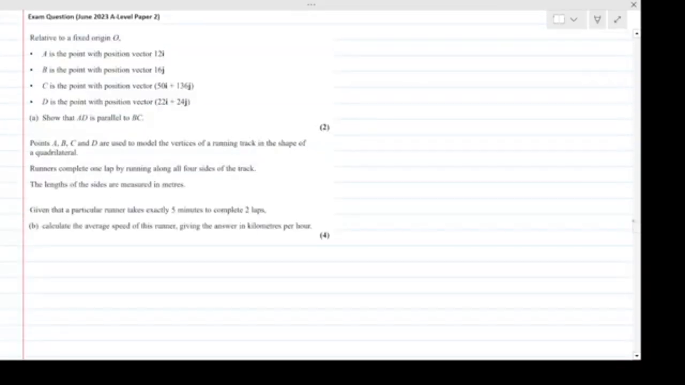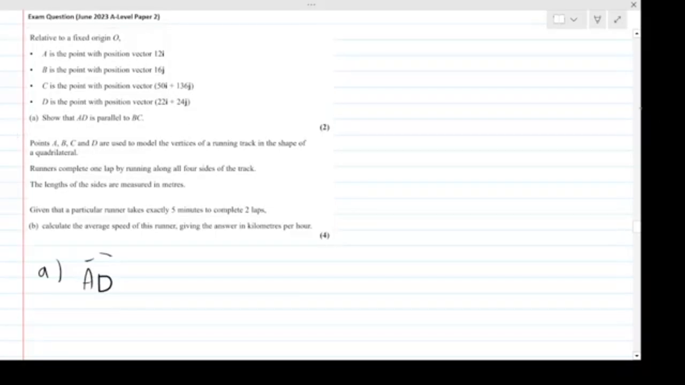Right. We've got this final question here. And here I'm now told, relative to a fixed origin, I've got these 4 points here, as vectors, as position vectors. I'm firstly told to show that AD is parallel to BC. So if I'm proving two vectors are parallel, we looked at this at the start of the chapter, they have to be multiples of each other. So AD has to be a multiple of BC. But firstly, I need to find what these two vectors are.